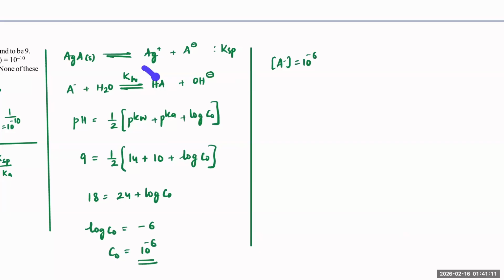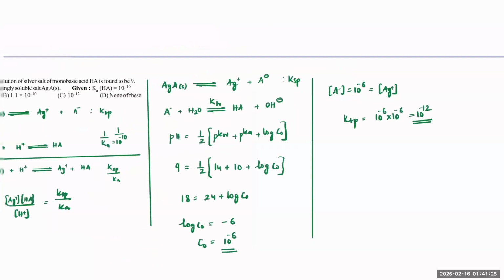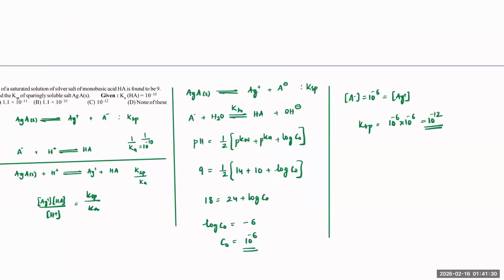And beforehand, there is nothing like Ag plus or anything present. So that will be the same concentration of Ag plus as well. Hence, Ksp will be equal to 10 raised to power of minus 6 into 10 raised to power of minus 6, which is equal to 10 raised to power of minus 12. So that will be the Ksp value. Clear? So please do check now.